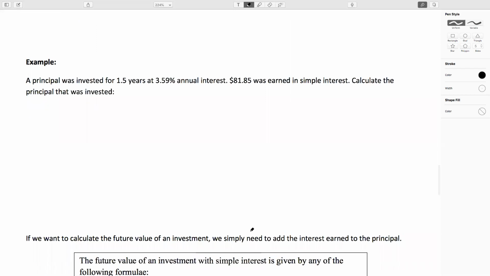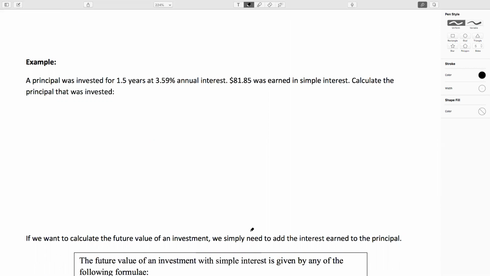All right, we can use this equation to solve for something other than simply interest. So this time we're going to do a question using the same formula, but we're not going to calculate I. A principal was invested for 1.5 years at 3.59% annual interest. $81.85 was earned in simple interest. Calculate the principal that was invested.